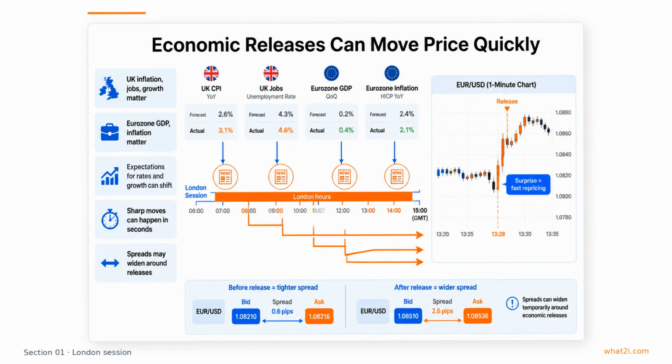This is especially important for traders in pound and euro pairs, where the reaction can be immediate. A setup that looked calm a minute before the release can become completely different once the number comes out. So checking the economic calendar is not optional during London hours. It is part of basic risk control.